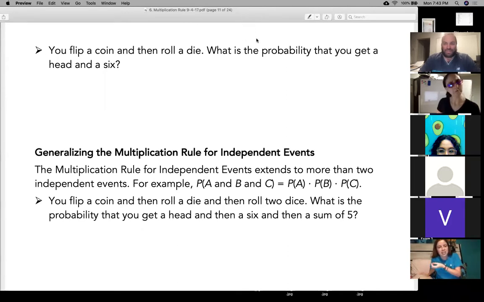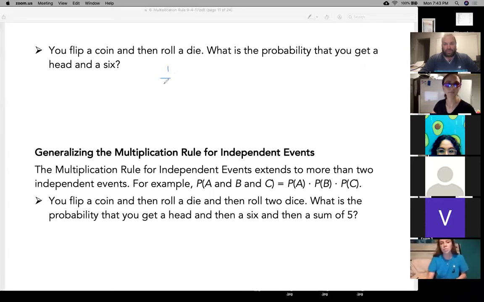Is this dependent? Well, when you flip a coin and you roll a die, does one affect the other? No. So are they independent or not independent? They're independent. Okay. So what is the probability of getting a head? 1 out of 2. And then if you roll a die, getting a 6, 1 out of 6, for a total of what? 1 out of 12. Amazing. You're so advanced that you were answering both of the next 2 questions.